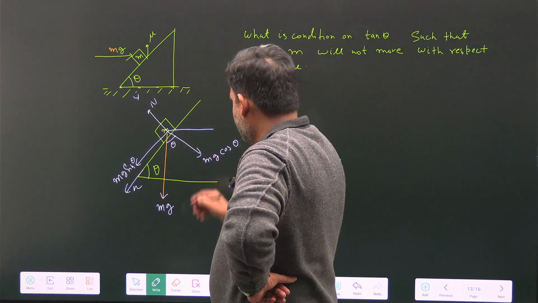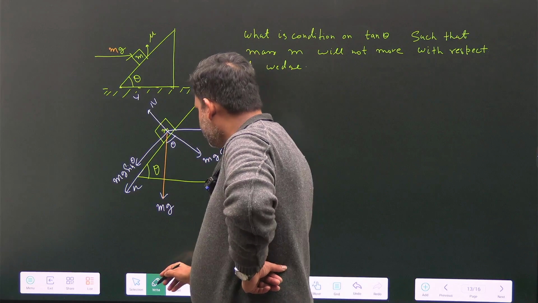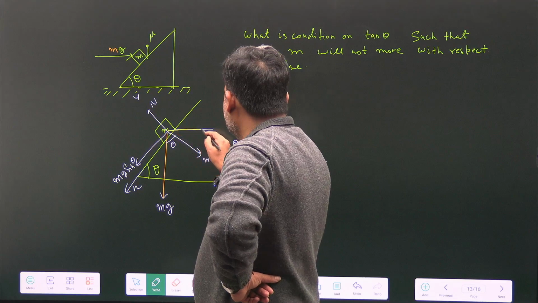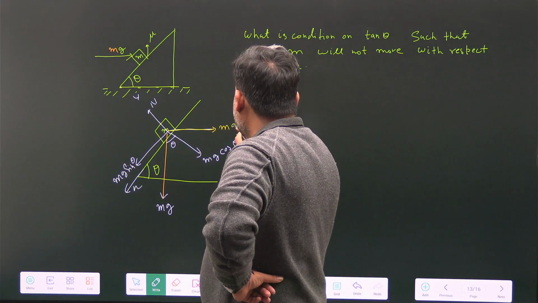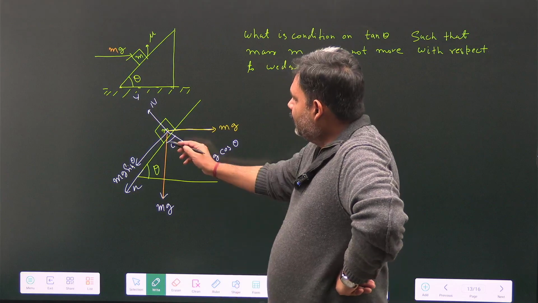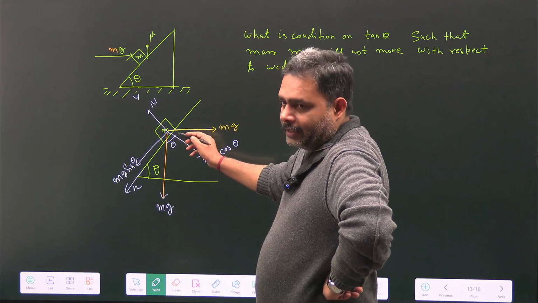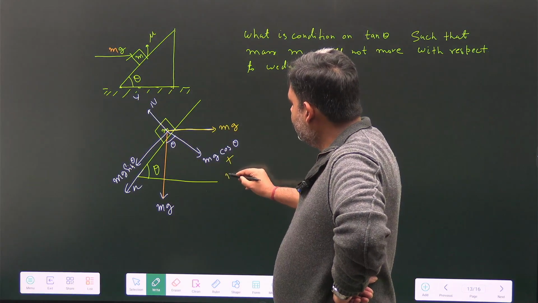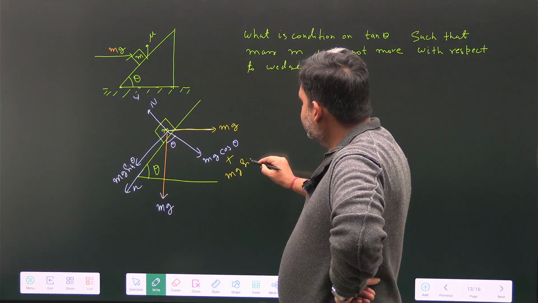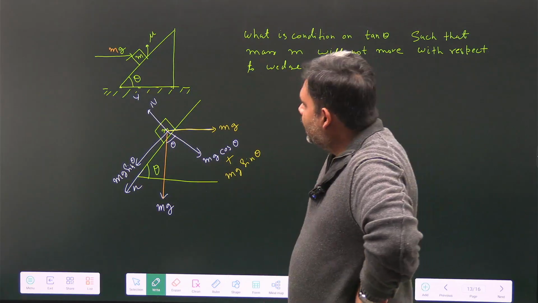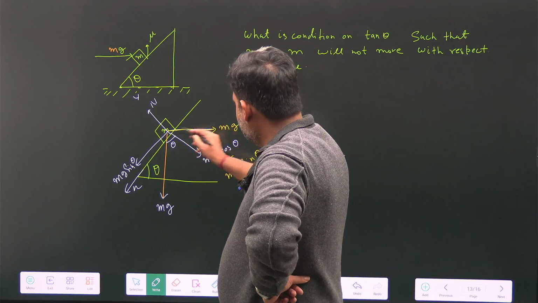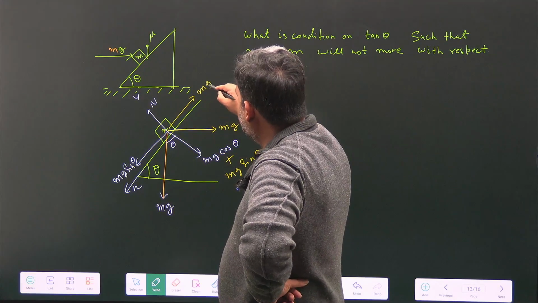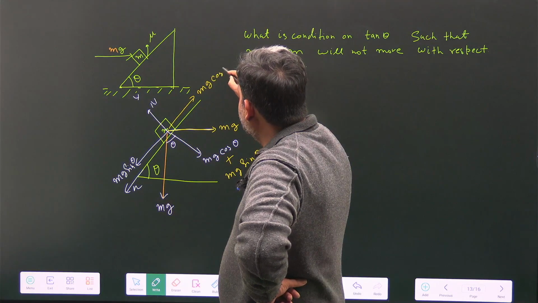So this is my horizontal force. I am just using the yellow color for this. This will be mg. Okay. If this angle is theta, then this angle is 90 minus theta. Then what will be the component of mg in this direction? This will be mg sin theta. The other component is basically mg cos theta.